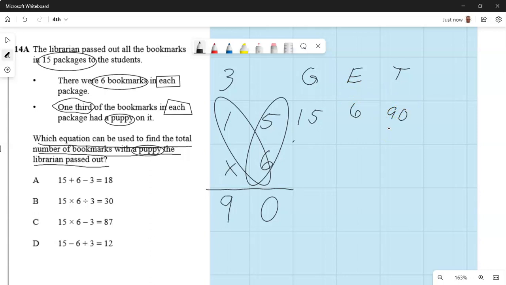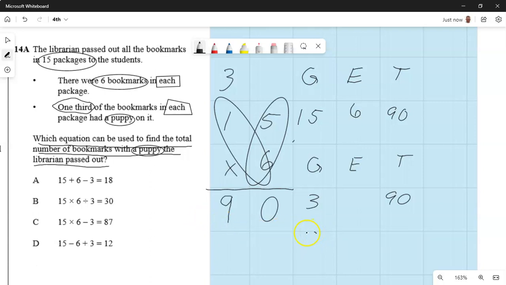So I still haven't figured out how many bookmarks have puppies on them. Okay, I'm talking about equal size groups again, and I know 1/3 of the bookmarks have puppies on them. I'll use a get strategy again. I've got groups, each, and total. I know the total amount of bookmarks is 90. And I want to put them into 3 groups because it says 1/3 of the bookmarks have puppies on them. So I try to figure out how many are in each group. I can go ahead and put them in groups of 3.